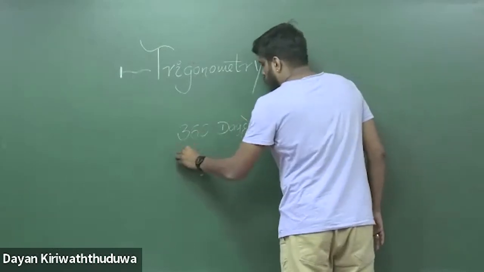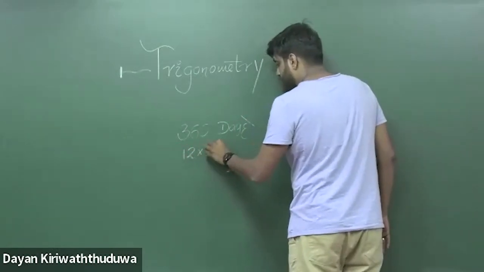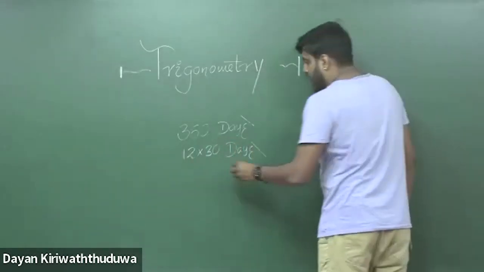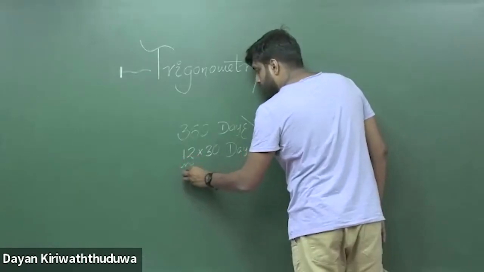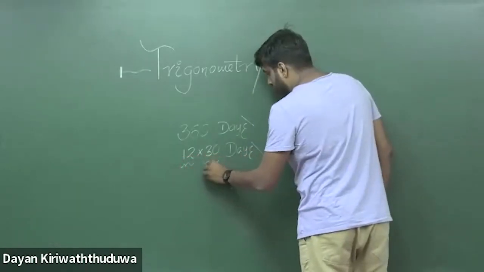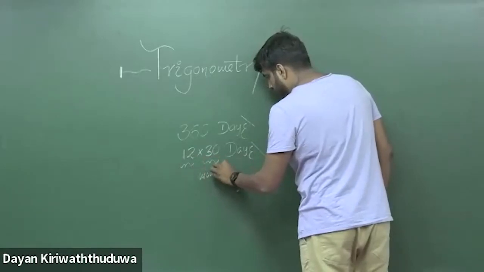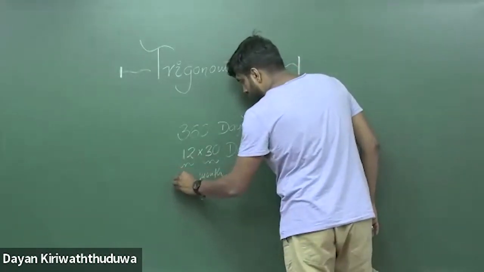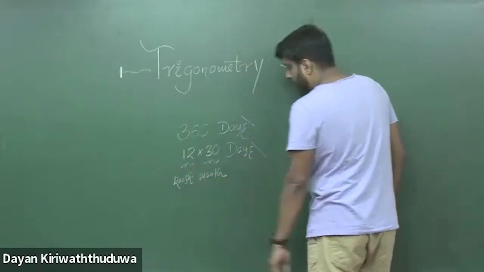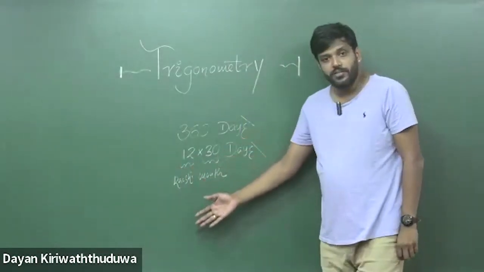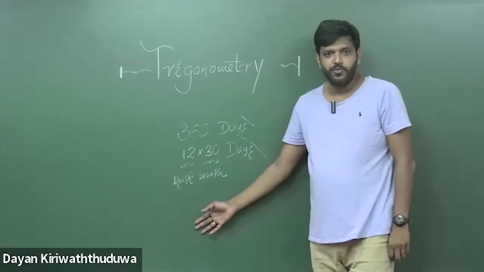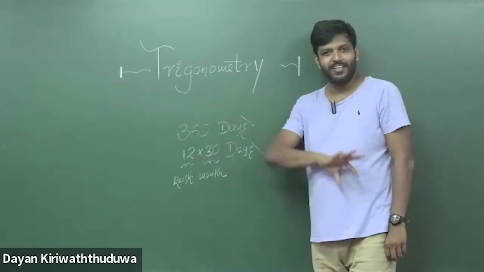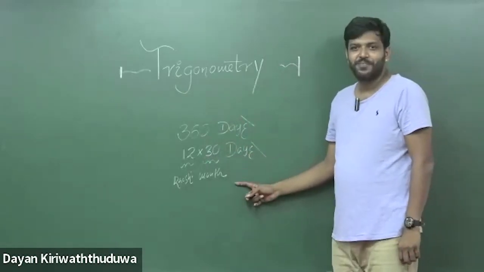Or 12 times 30 days, right? And now we call it a month. So if you have 30 days, this is a month, right? And they call it Rashi. So they call it 12 Rashis. We later adopted 12 months, but 12 months is based on the solar-centric system. That is why we have 31s, 28s. But in their system, they didn't have such.